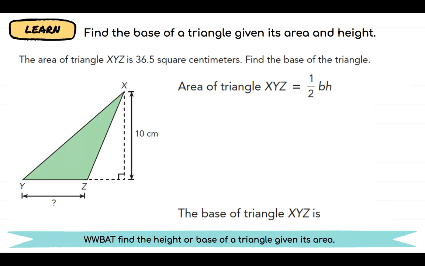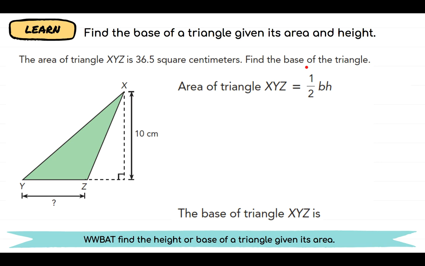Now, we did find the height given the base and area. Now we are going to find the base of a triangle given its area and height. So let's look at this example. The area of triangle XYZ is 36.5 square centimeters. Find the base of the triangle.